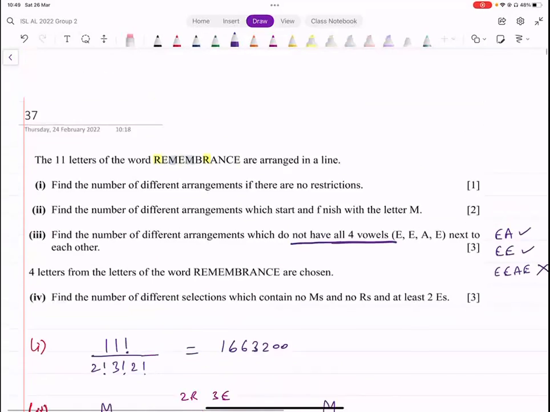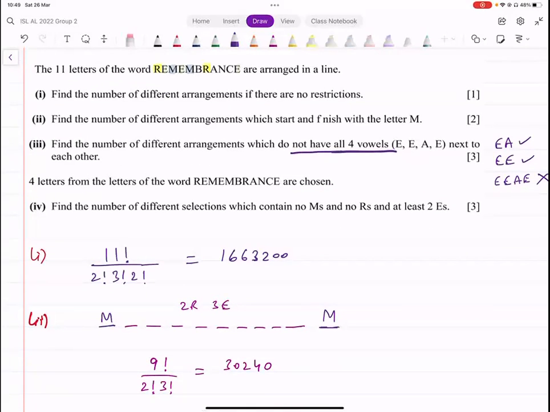Last part. Part 4 में वो कहते हैं find a number of different selections which contain no M's and no R's and at least 2 E's. सबसे पहले इसने statement लिखी हुई है 4 letters from the letters of the word remembrance are chosen. So out of those 11 letters, we are choosing 4 letters. Choose कर रहे हैं, order is not important, so it's combination.